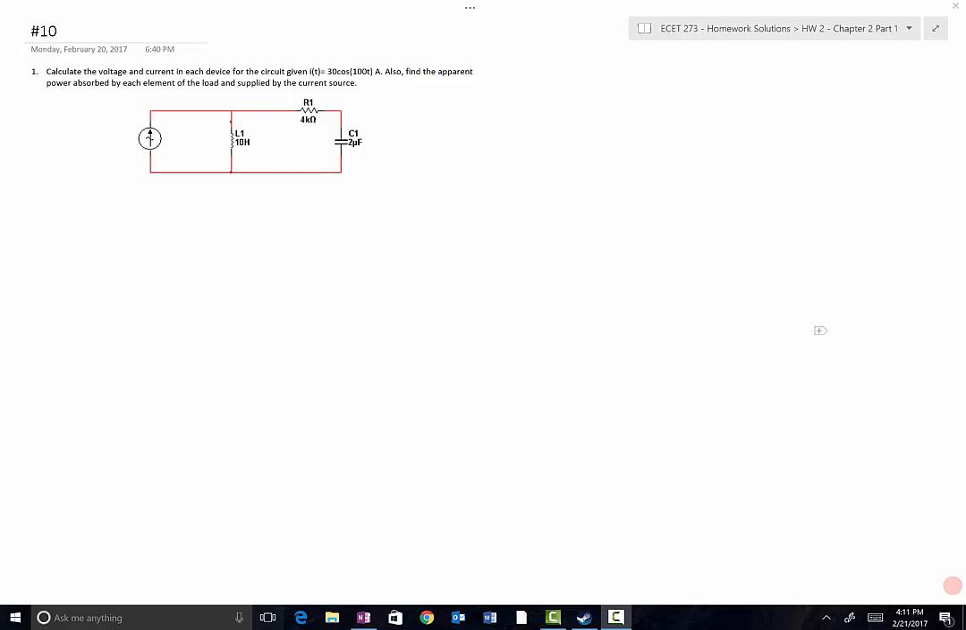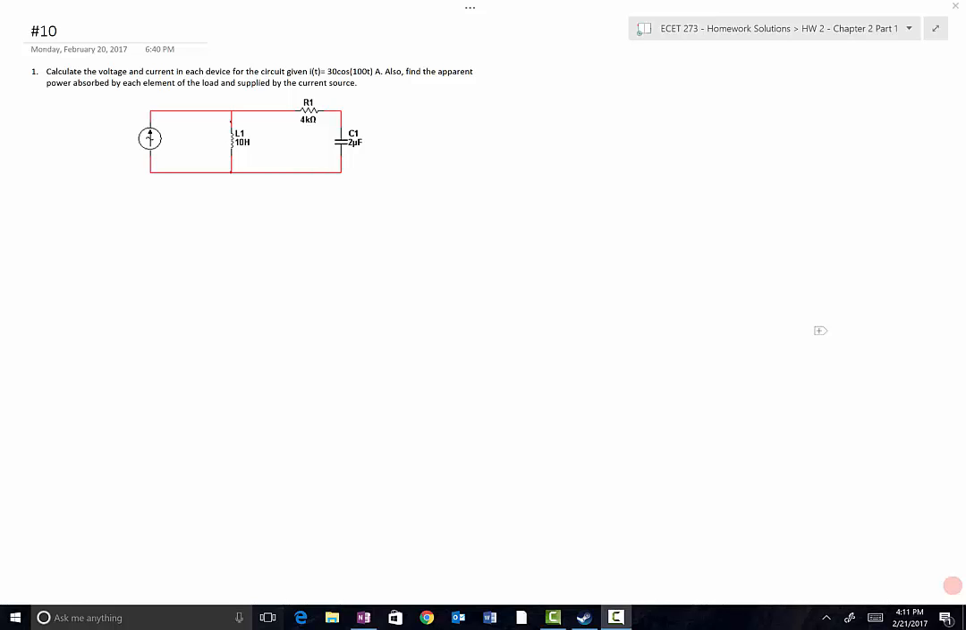Homework solution 2.10. Calculate the voltage and current in each device for the circuit given I of t equals 30 cosine of 1000 t amps. Also, find the apparent power absorbed by each element of the load and supplied by the current source.